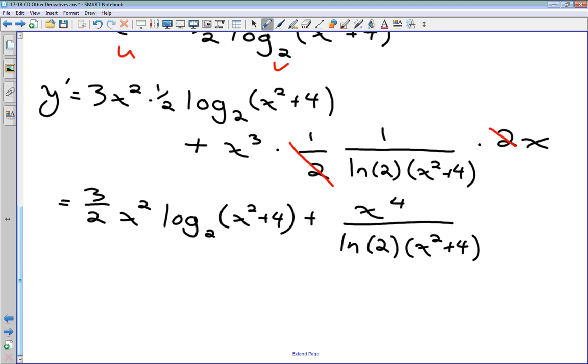And that's probably as far as we would go, unless we had a specific reason that we wanted to simplify it further. We could factor out an x squared, if we wanted to. But most of the time, I think we'll just leave it like that. Okay. That's logarithms to some base other than base e.